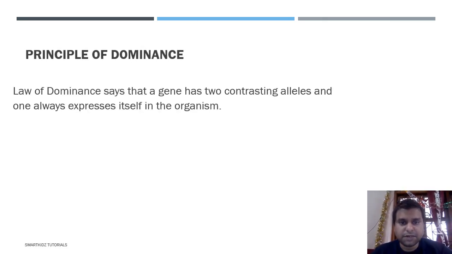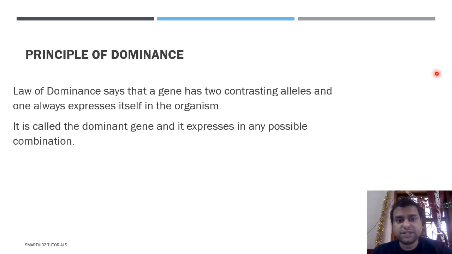Principle of dominance. So we've known that one allele dominates over the other, or one dominant trait dominates over the other. So this is the law of dominance, which states that a gene has two contrasting alleles, and one always expresses itself in the organism. The one which expresses itself in the organism is referred to as a dominant trait.